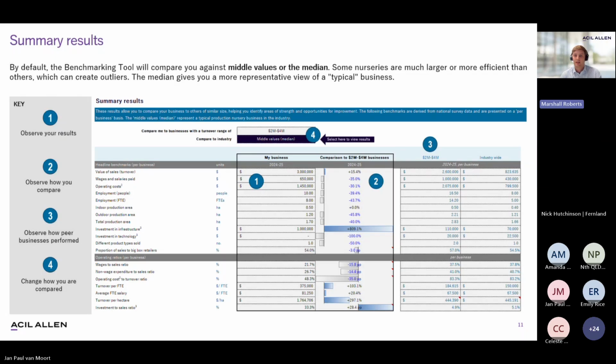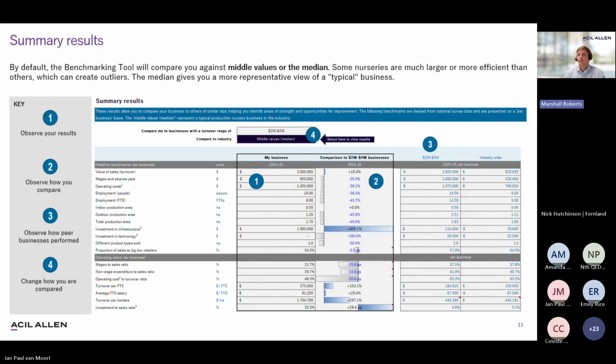Referring to item 3, this column shows the median values of your peers, and you can compare how you differ to them. At item 4, we can change and toggle within the tool. We can present lower, middle, and higher values. So I think this is where you'll probably gain the most immediate insight from the benchmarking tool. And just to remind you, 11 inputs will generate around 20 key benchmarks for your business.